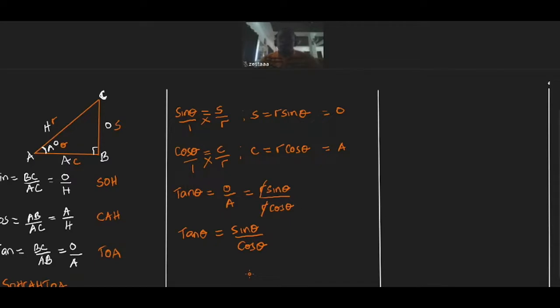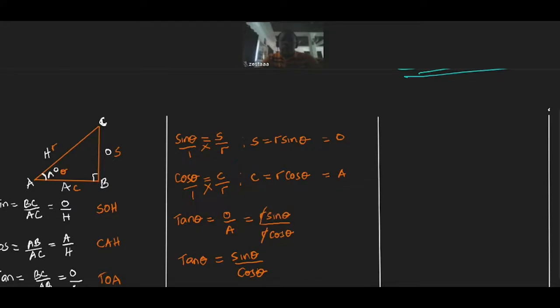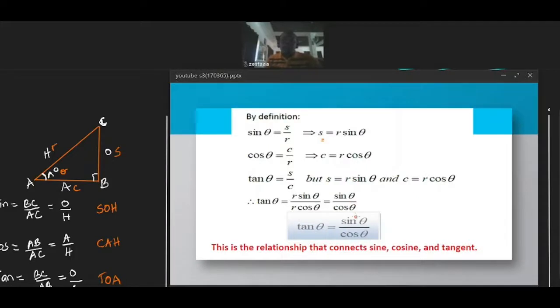So this is the relationship we are generating between these two. If you have your tan theta and your sine, and possibly you want to find the cos, you can utilize this formula to come up with your solutions.